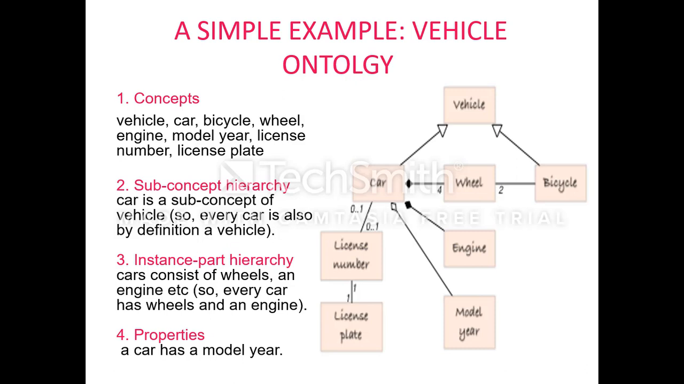Here we have several concepts and relations among them, as we can see from the diagram. We have concepts such as vehicle, car, bicycle, wheel, engine, model year, license number or license plate. Then we have a sub-concept hierarchy, such as a car is a sub-concept of vehicle. So every car is also by definition a vehicle. Then we have an instance part hierarchy, such as cars consist of wheels and an engine, and so every car has wheels and an engine. Properties such as a car has a model year.